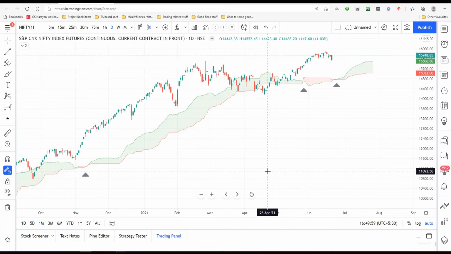So it's very simple. What is a Kumo twist? It is when the cloud flips from being a bearish cloud to a bullish cloud and vice versa. Understood? Now we are going to use this as a means of spotting stocks that we want to trade. So let's go right into it.